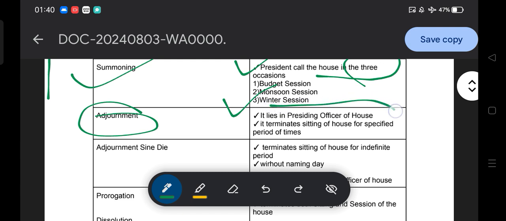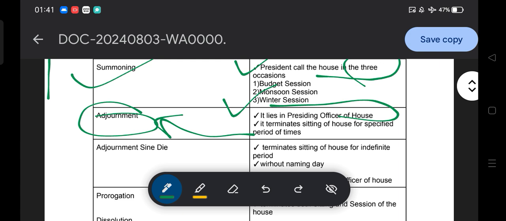So it may be me who will ask a question: what is the presiding officer of the house? Mind you all, the presiding officer of the house is the head of the house. Say for example, in Lok Sabha, who is the presiding officer? The Speaker. Similarly in Rajya Sabha, the vice president or chairman is the presiding officer of the house. Adjournment lies with the presiding officer of the house, and it terminates the sitting of the house for a specified period of time.